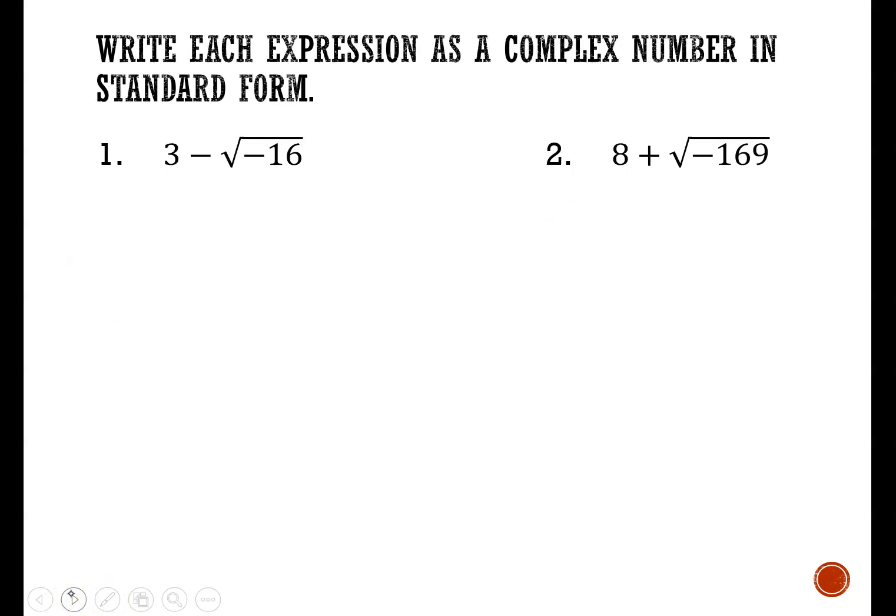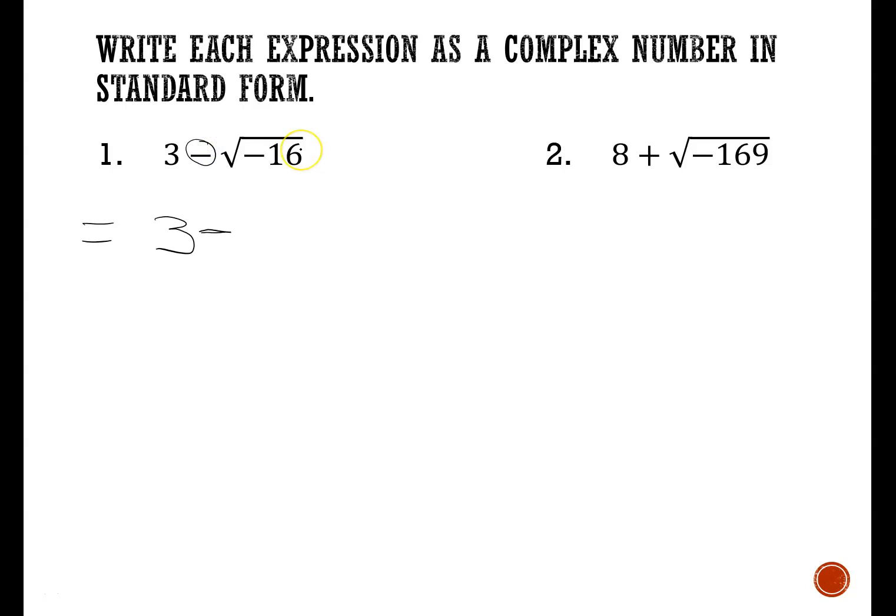Here it says write each expression as a complex number in standard form. So just remember that means the I term comes second. So these are pretty simple. You're just going to keep that first number, which is your A, and you're going to drop down that sign. This sign right here, you're always going to drop it down.